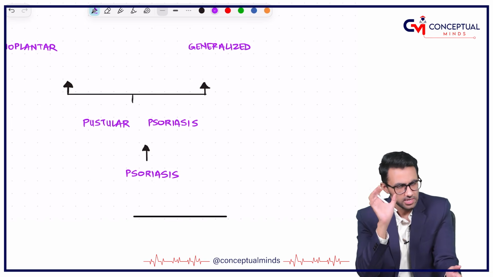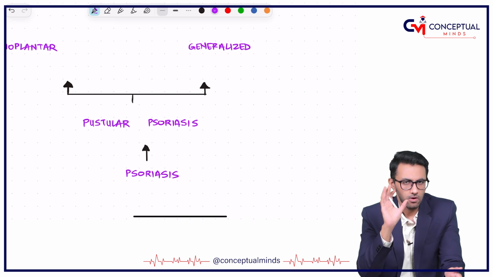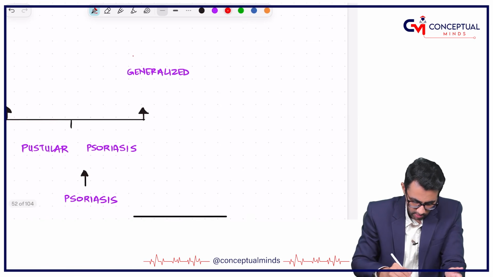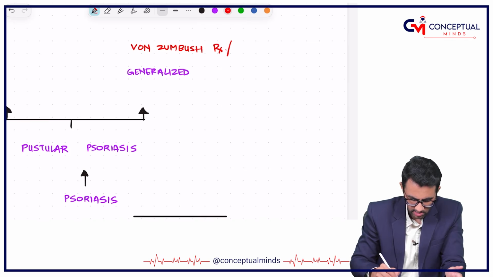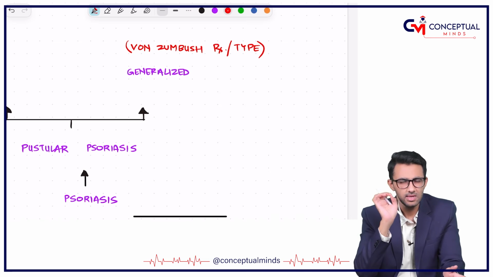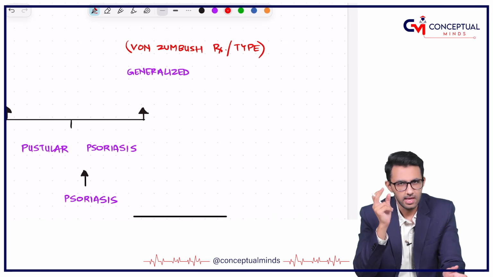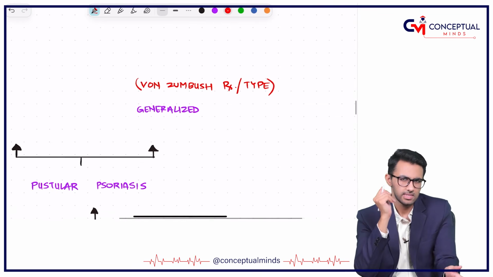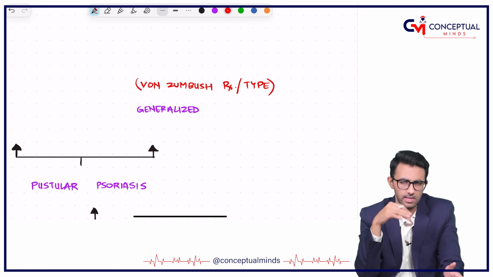But the generalized type is a very severe form. We call it the von Zumbusch reaction, or you can also say type. Both of these we can see. But in this, there is a very classical finding, what is it? The answer is the lakes of pus appearance. Don't need to write it here, we have written it on the next page as well. So we just try to make the whole classification.